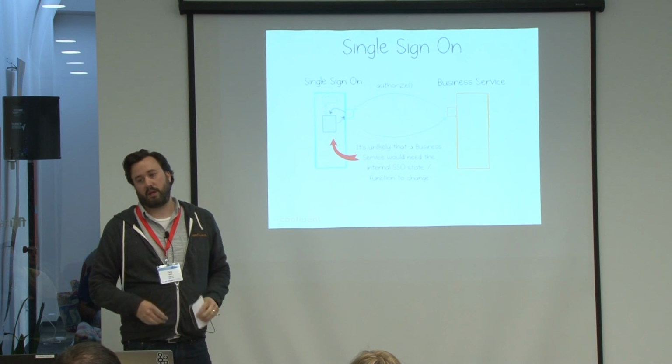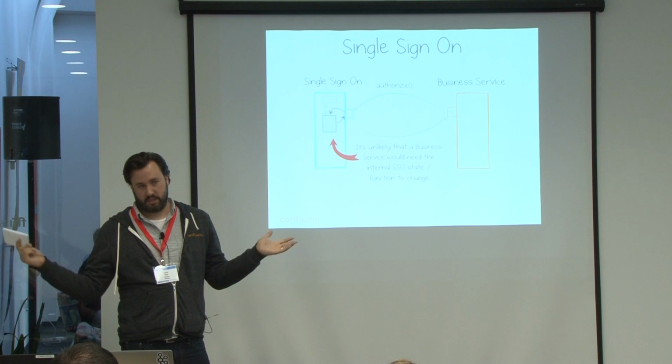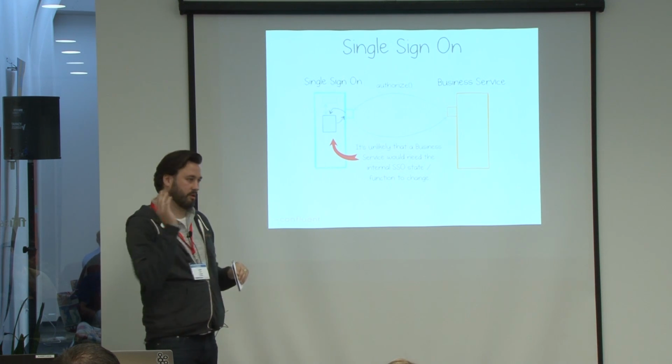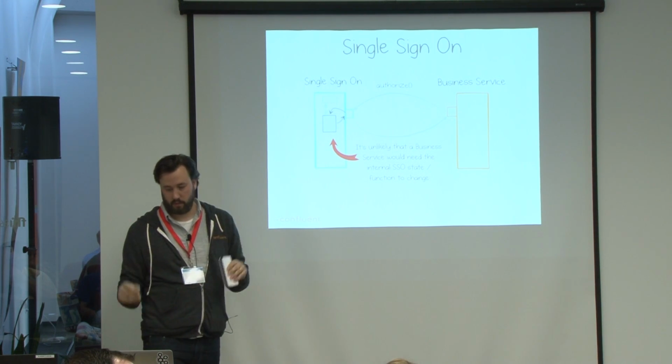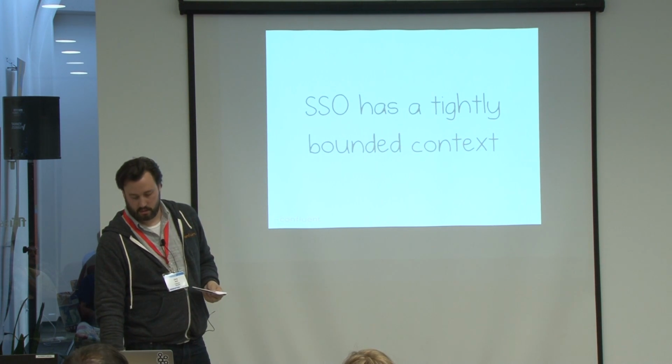Like when you have your Gmail account, you've authorized it. Twitter asks Gmail if you are who you are. Gmail says yes. That's it, right? So you can extend that with a bunch of services. The power is really apparent there. So single sign-on has a very tightly bounded context.